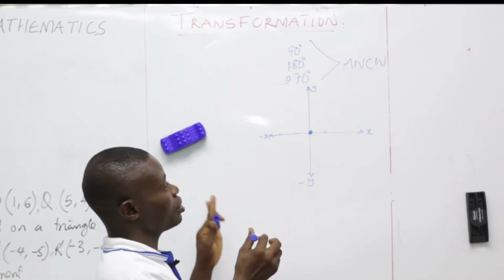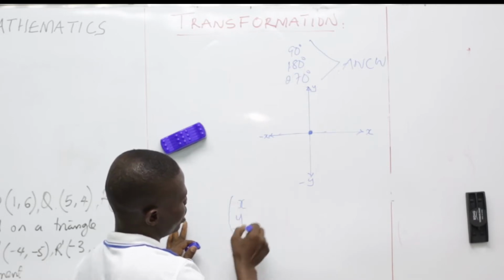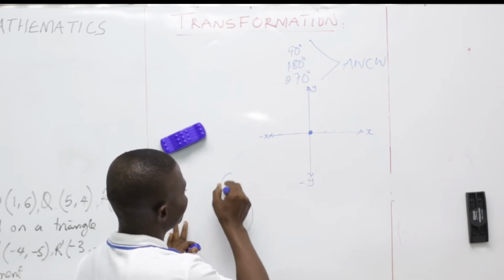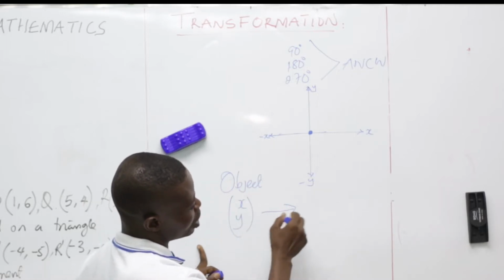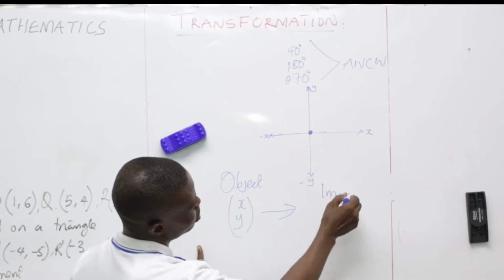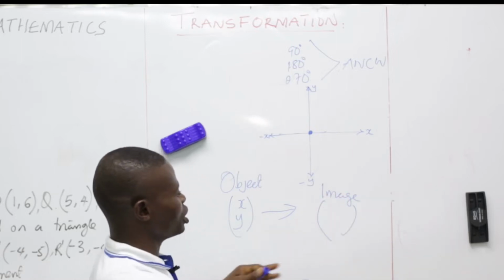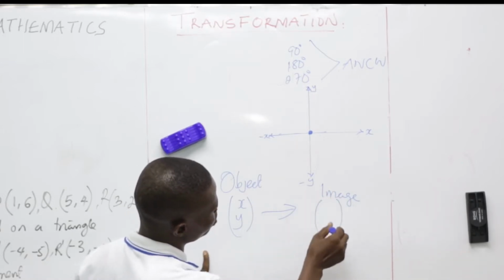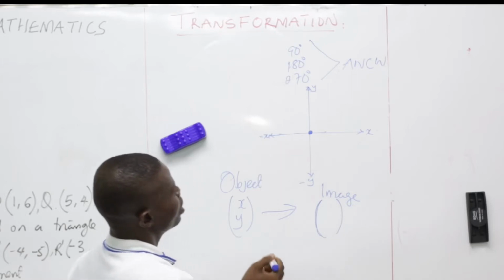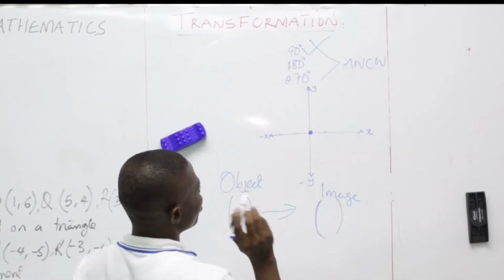So derivation of image given object x, y, this is the object, to produce an image. Now we don't know the image. Let us check what the image is going to be for 90 degree rotation, anti-clockwise movement.